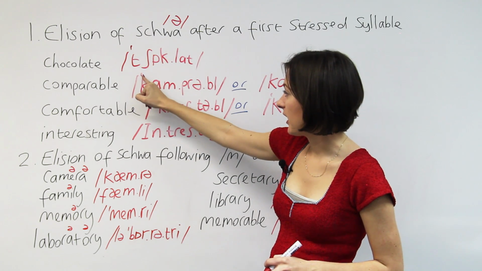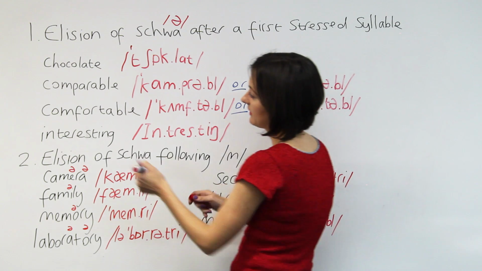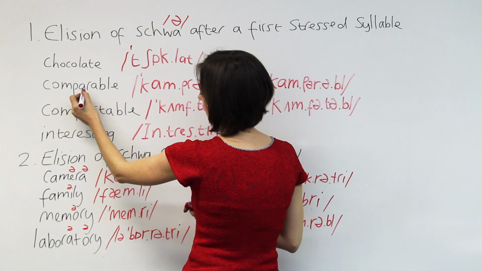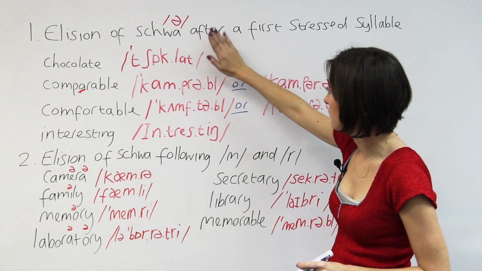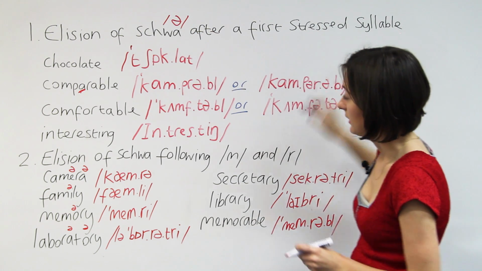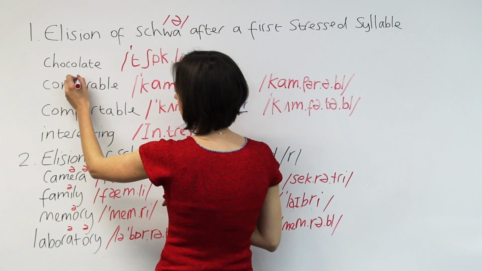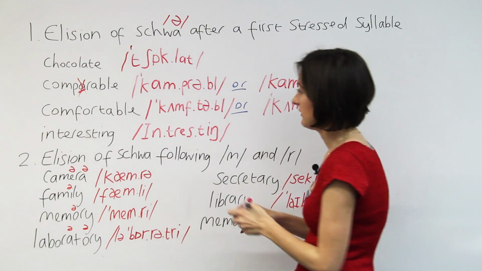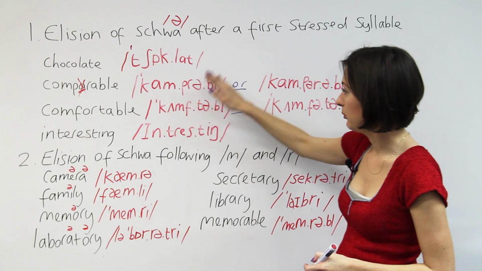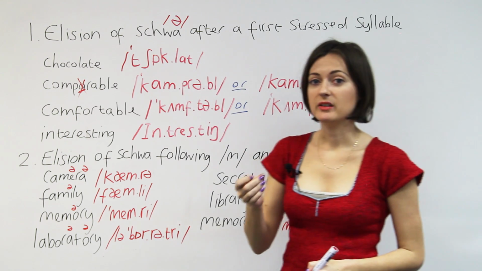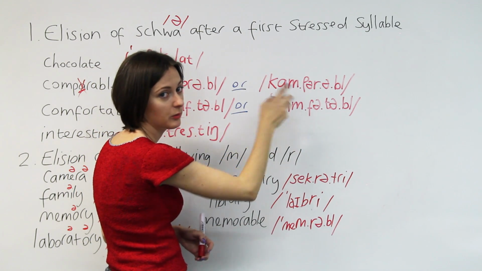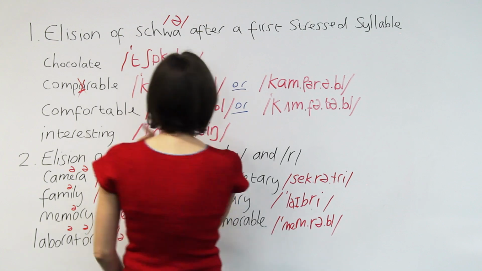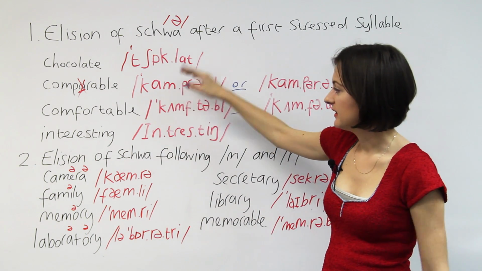So the stress being on the first, this second vowel disappears there. Elision of schwa after the first stressed syllable. So we don't want it anymore. Bye-bye. And that's why we get comparable. But you will also sometimes hear people say comparable. You will also sometimes hear that. But I would say this one is preferred.